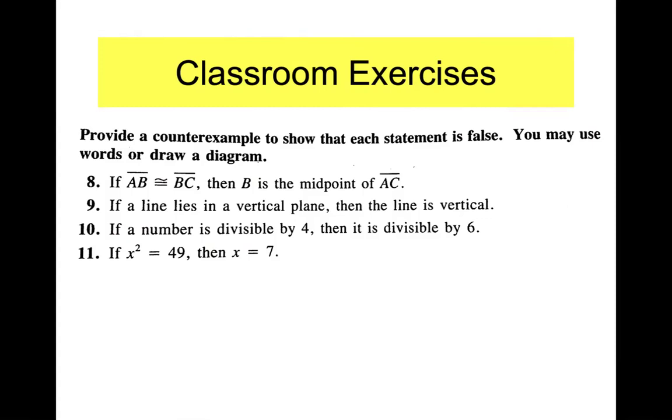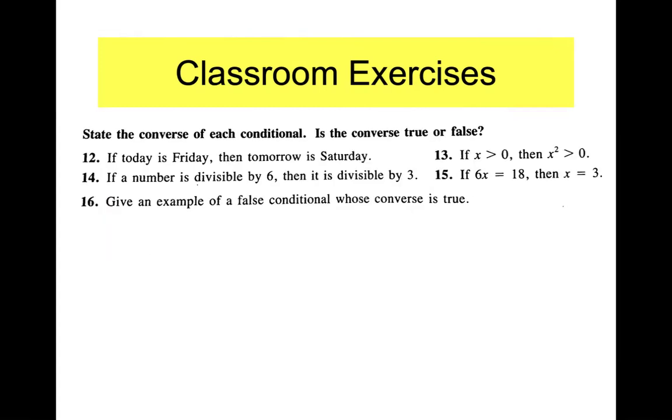It's not that x equals 7 is the false part. It's just that there's another number that also makes it true. So it's not only that x is equal to 7, x is actually equal to 7 or -7. So you only have to come up with one counterexample.